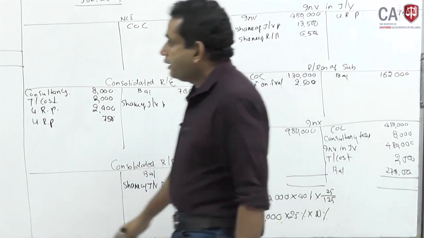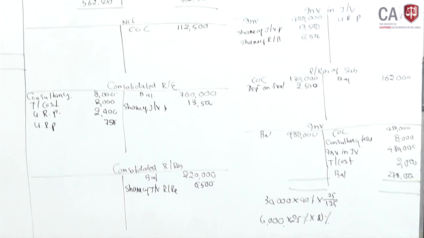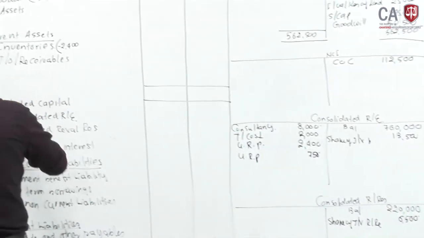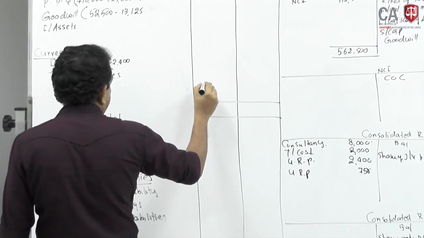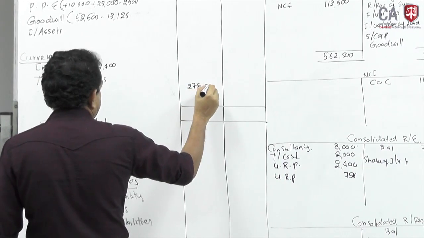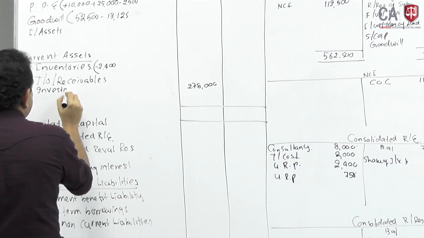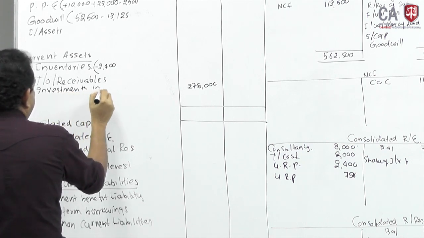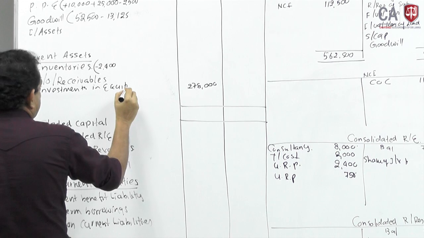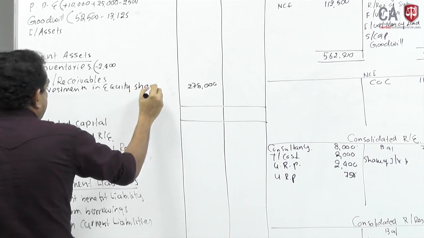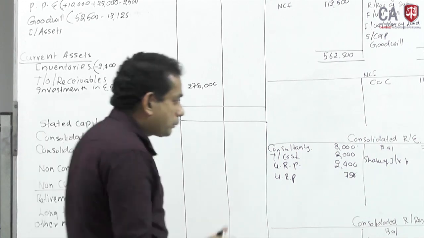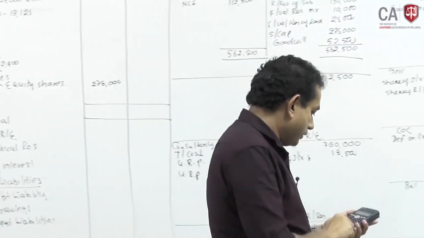Before I forget, let me bring that 278,000 to the balance sheet under current assets: 278, investments in equity shares. So, let me close up the account to see what the missing figure is.